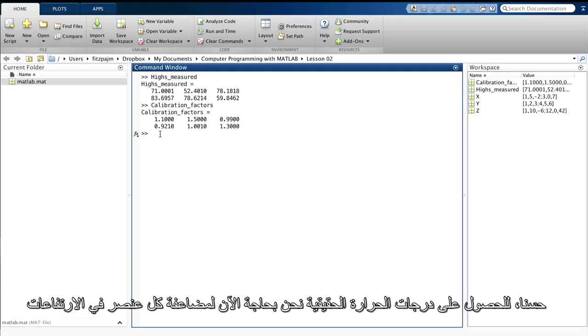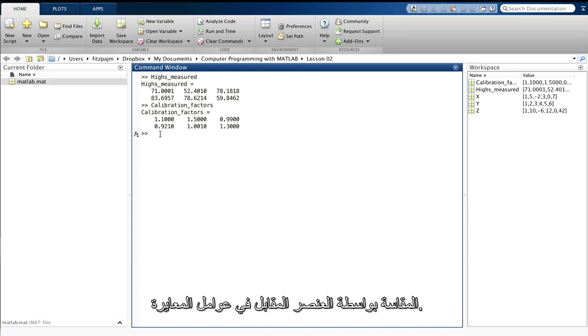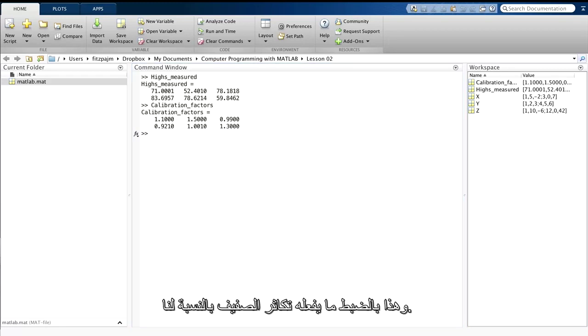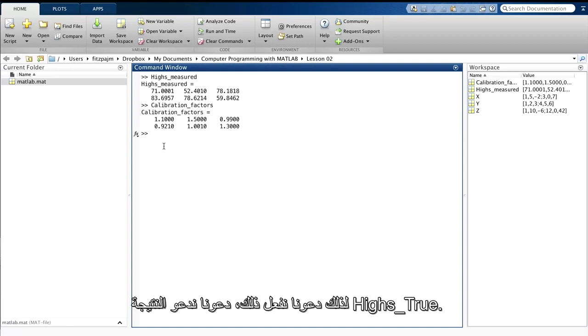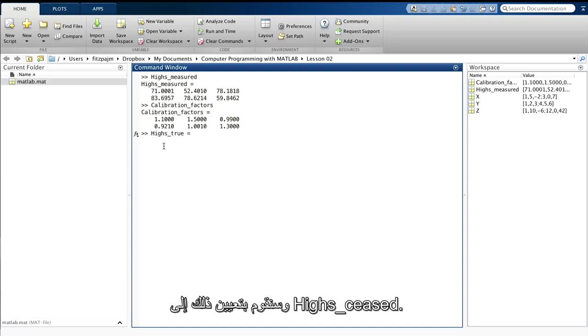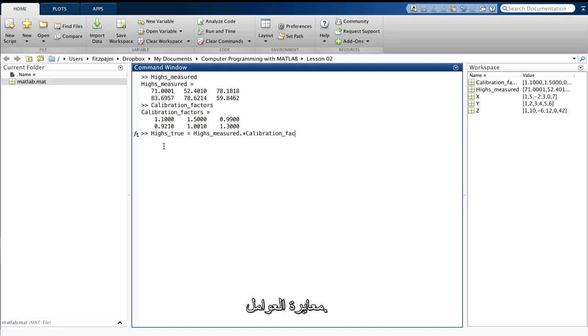Well, to get the true temperatures, we now need to multiply each element in highs measured by the corresponding element in calibration factors. And that's exactly what array multiplication does for us. So let's do that. Let's call the result highs true. And we'll set that to highs measured dot star, there's that array multiplication operator, calibration factors.